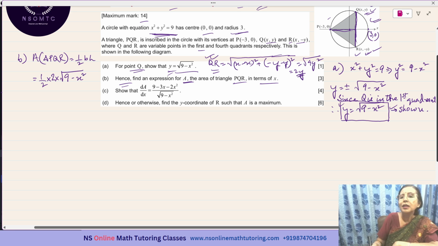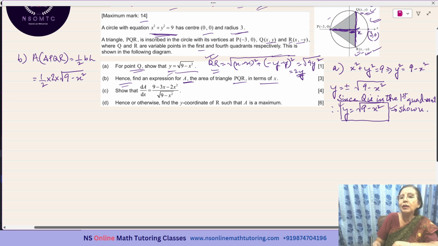And what is h? Now this part is 3. We know this part is 3. This is the radius of the circle. And what is this small portion? This is x, because you see Q has the x coordinate x, and R also has the x coordinate x. So this point is x equal to x.